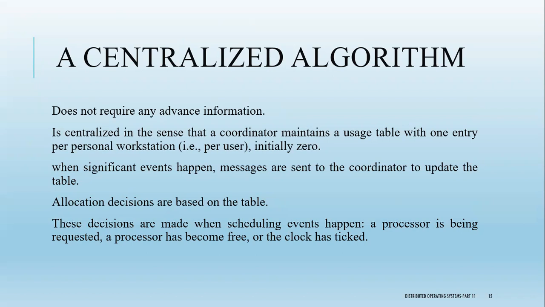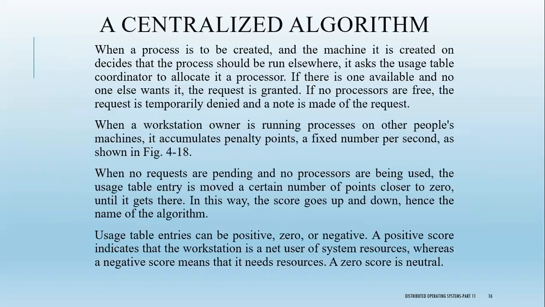These decisions are made when scheduling events happen: a processor is being requested, a processor has become free, or the clock has ticked. In the centralized algorithm, when a process is to be created, and the machine it is created on decides that the process should be run elsewhere, it asks the usage table coordinator to allocate it a processor. If there is one available and no one else wants it, the request is granted. If no processors are free, the request is temporarily denied and a note is made of the request.